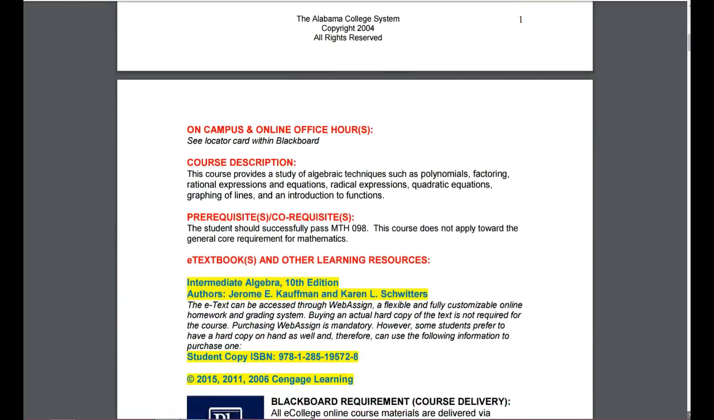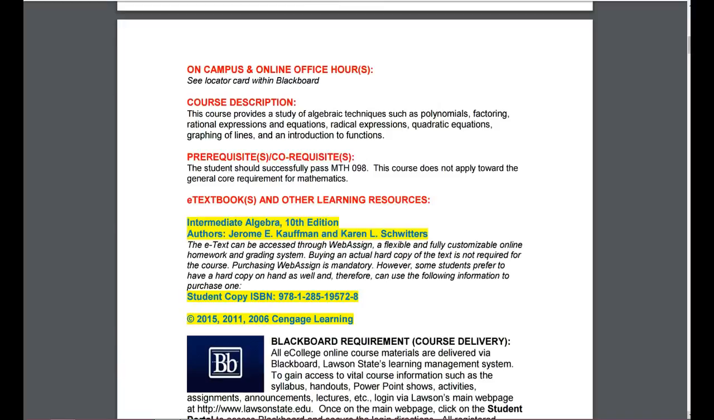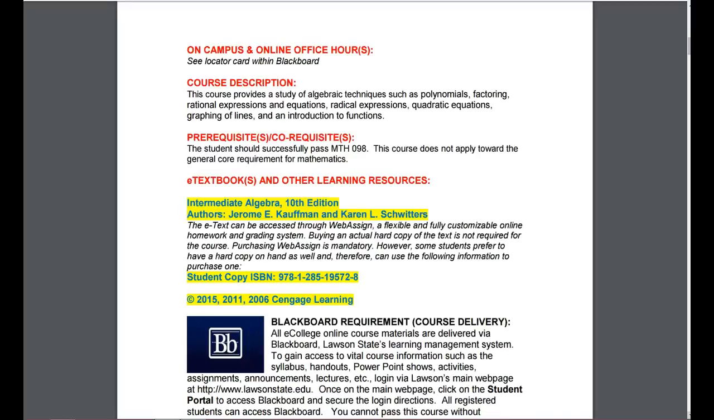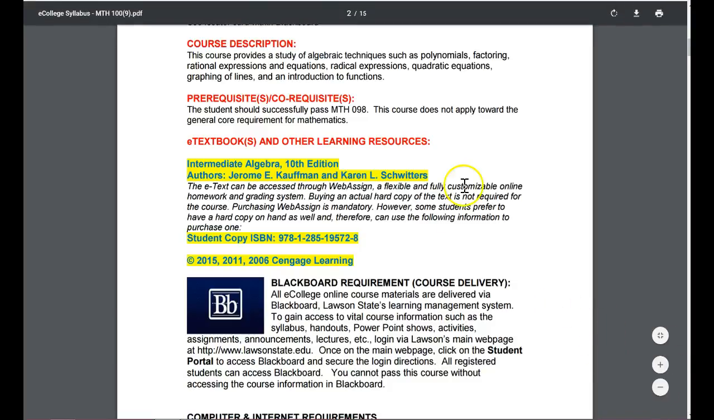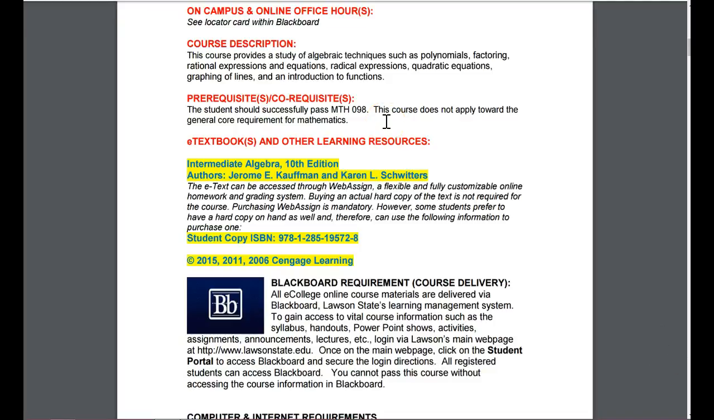This course provides a study of algebraic techniques such as polynomials, factoring, rational expressions and equations, radical expressions, quadratic equations, graphing of lines, and an introduction to functions. So if you are already familiar with those things, wonderful. This course would probably be a breeze for you. But just keep in mind there is work to be done every week. No makeup is allowed in this course. All your work must be completed by Sunday at 11:59 p.m.